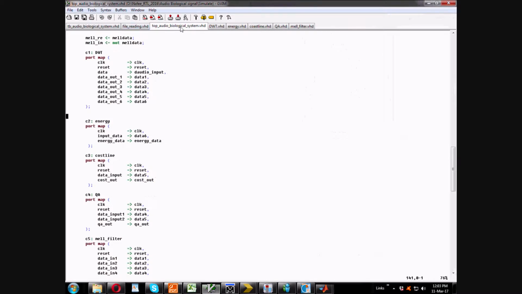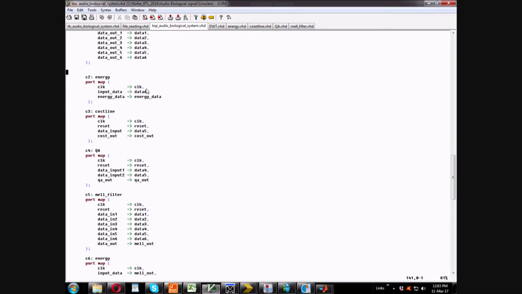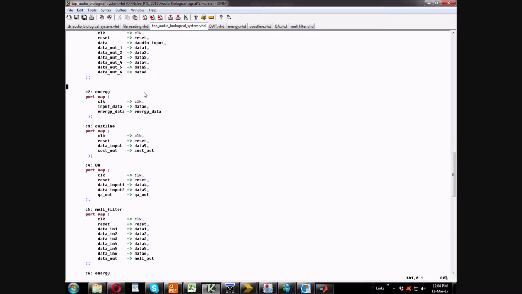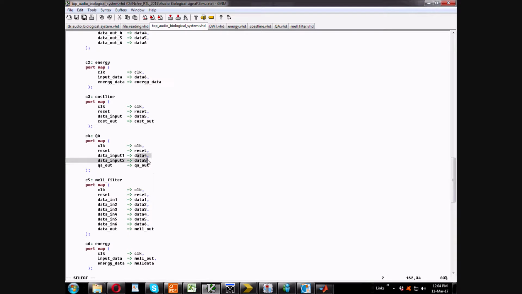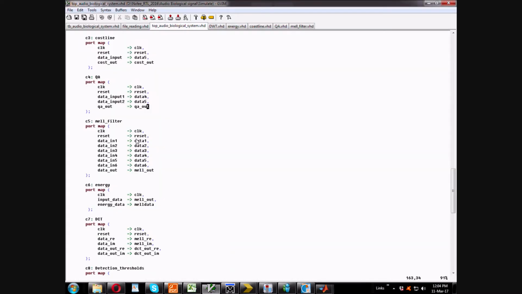That's the output, which is given here for data 1 to data 6. Based upon the architecture in the paper, data 6 will be boosted from energy, data 5 from cost line, and data 4 and 5 from QA. The mel filter is given for data 1 to data 6, and the mel output will be found.